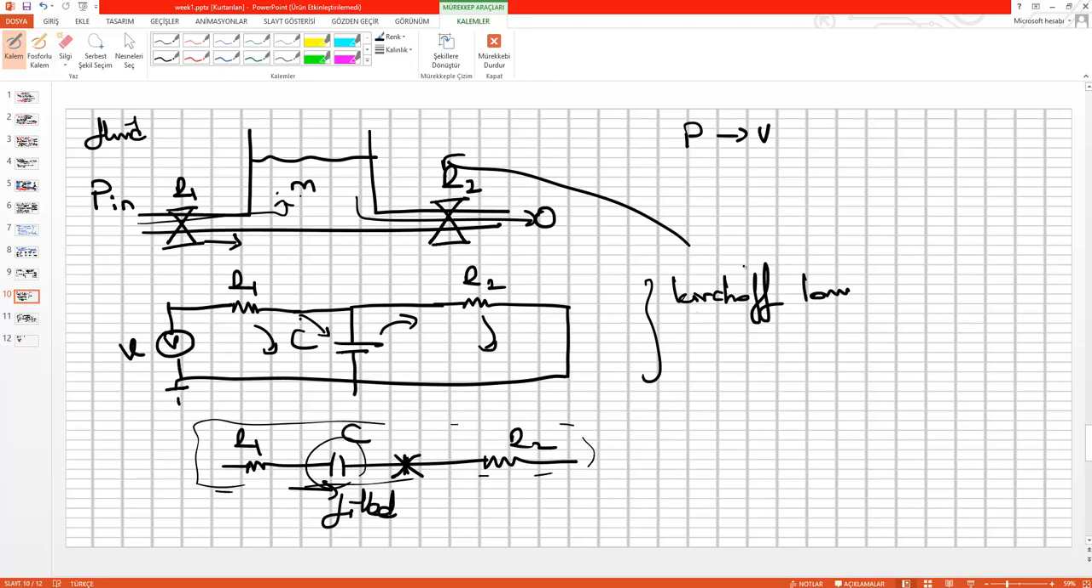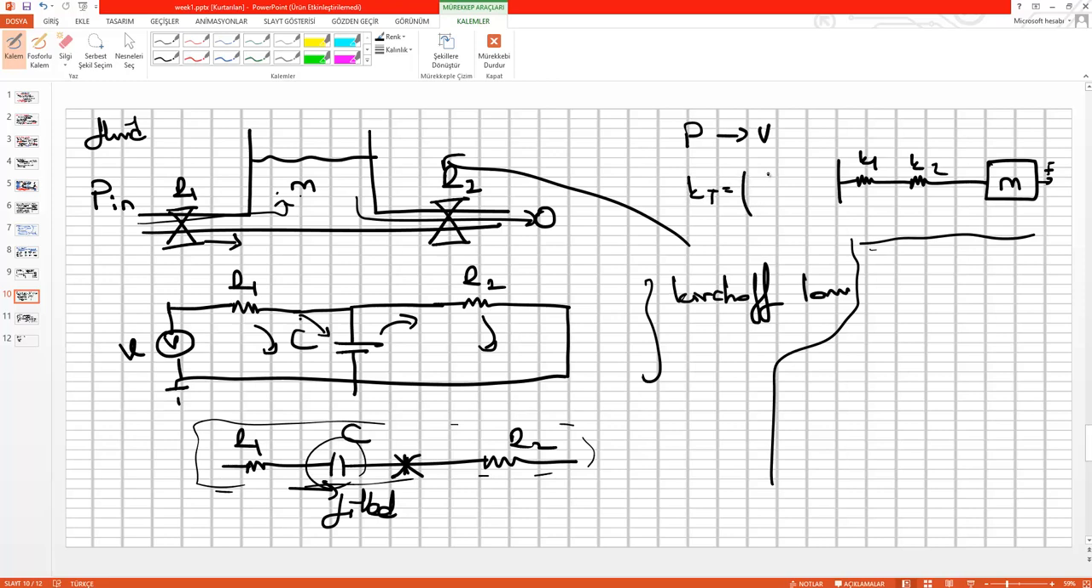Okay, for example, if we have this K1 and K2 for a given M. Okay, what's the identical representation of these terms in here? This is a serial element, right? We cannot sum these two things. We have KT, which is equal to K1 K2 over K1 plus K2, right? This is the behavior or the dynamic of these terms.